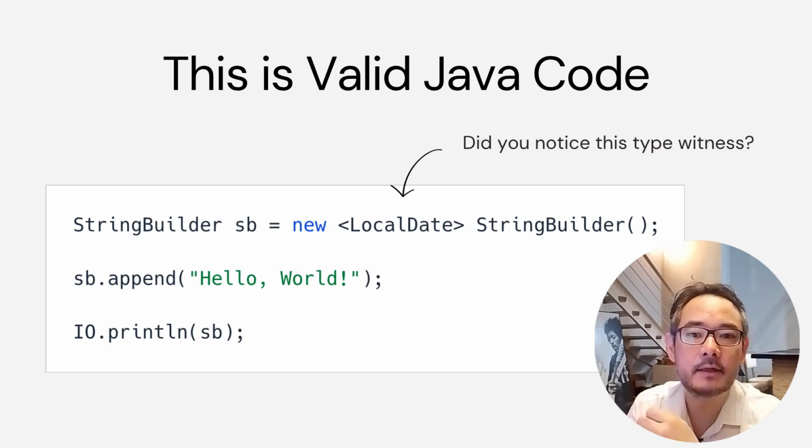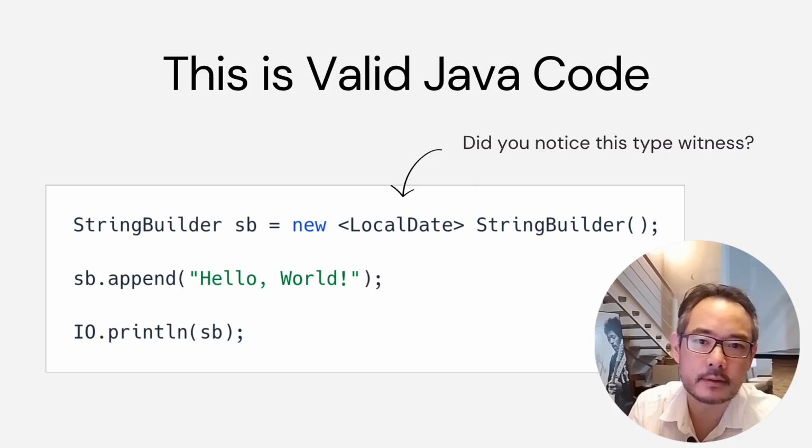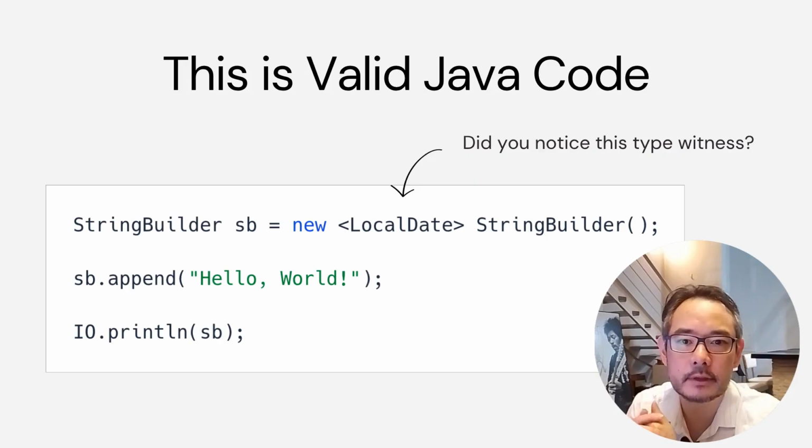This is valid Java code that compiles and runs without errors. Did you notice the local date after the new keyword?